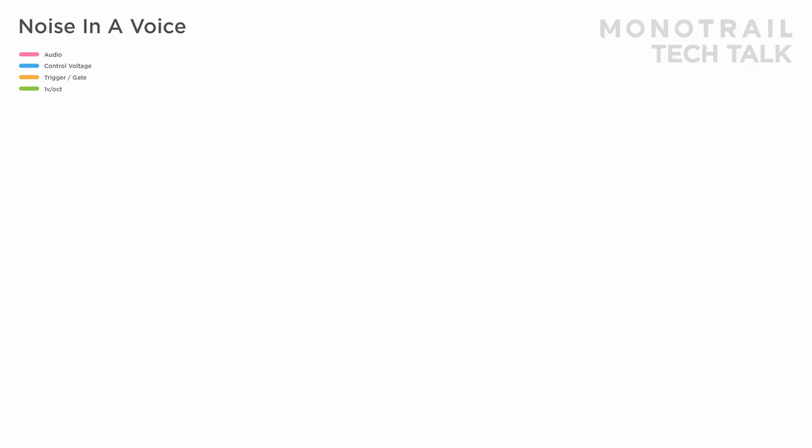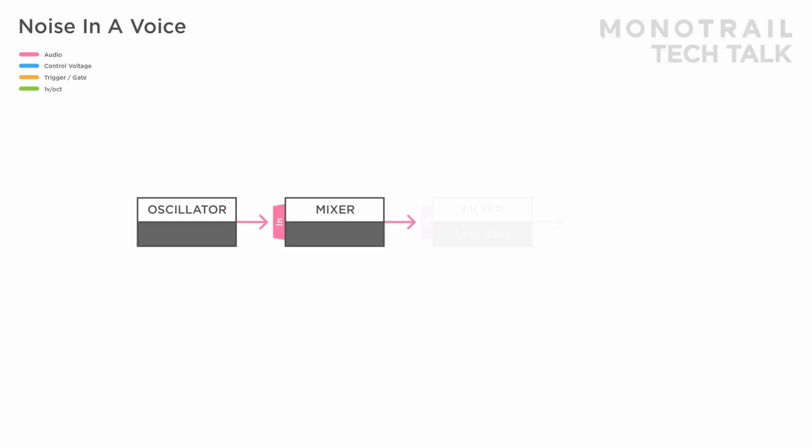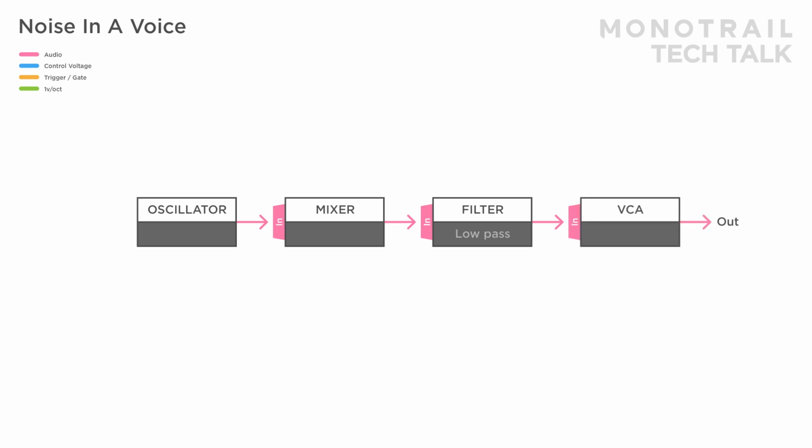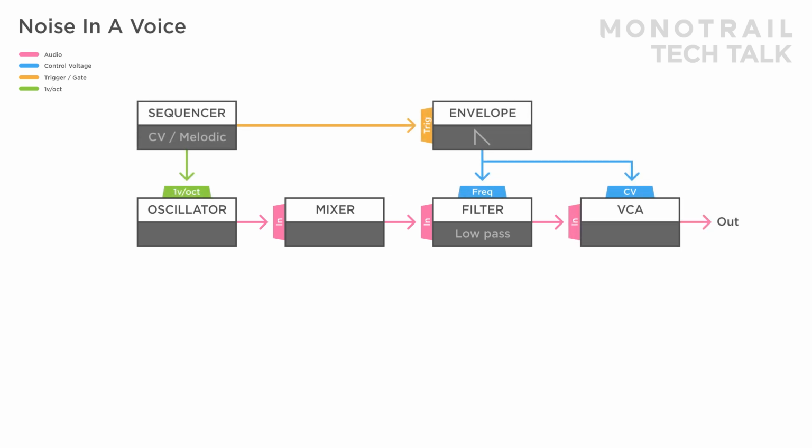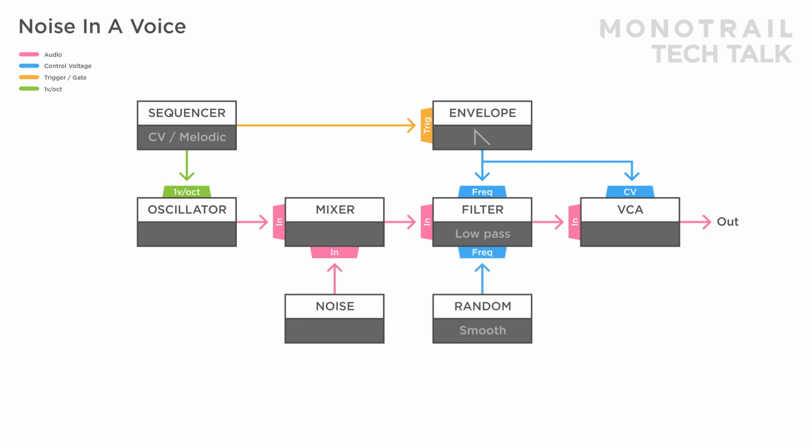Noise is a great way to add texture to a synth voice. Within a modular, there are many ways to achieve different effects. Here's a classic setup with an oscillator, mixer, filter and VCA controlled with a sequencer and envelope. The mixer after the oscillator makes it possible to mix in noise before the filter. To bring out some of the dynamics, you can use something like a smooth random voltage or LFO to modulate the filter as well.